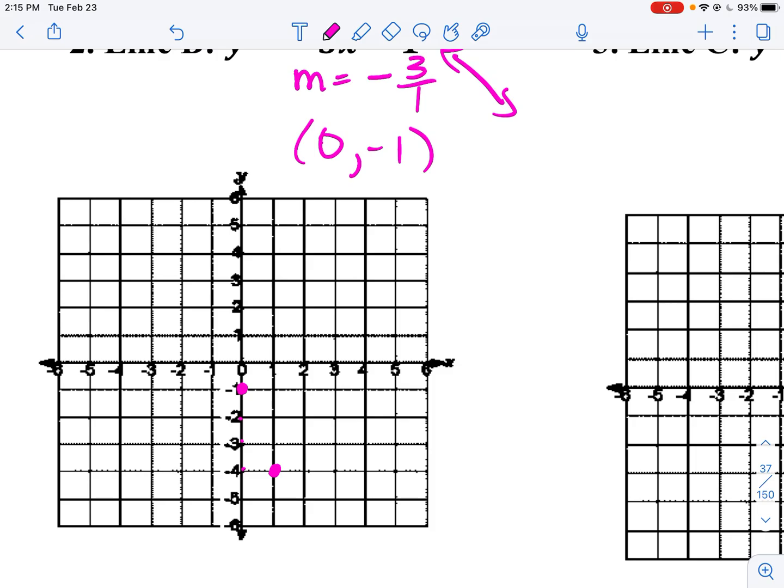From the y-intercept, I go up 1, 2, 3, and I go over 1. See how it's going to make a negative slope? That is if I can draw my line. There we go. And I put arrows on my line.